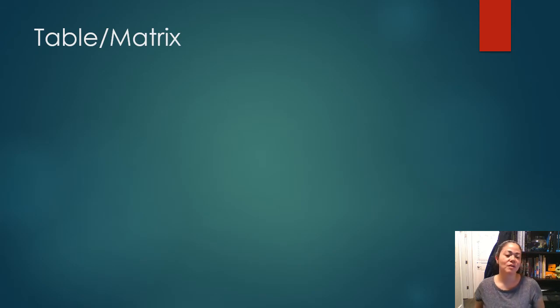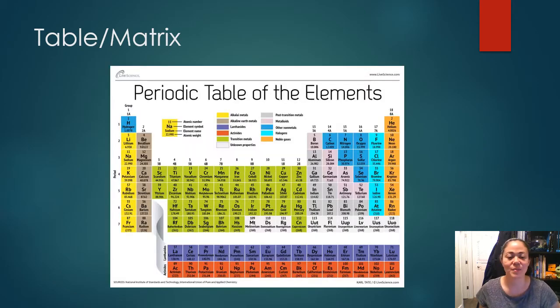The third type of classification system we're going to talk about is a table or a matrix. And you all spent some time studying a very famous table called the periodic table of elements. So here we're classifying all the different elements, and there is only one element in each specific category, each little box, but this table tells us a lot of information.